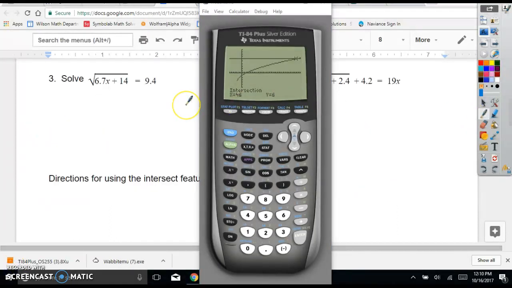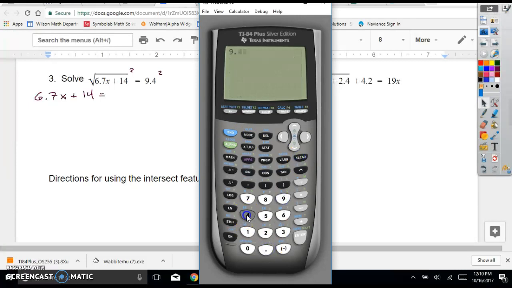Okay, here come 3 and 4. I'm going to solve 3 algebraically, then I'll jump over onto the calculator to show you the intersection. To do this, we would square both sides. This will give me 6.7x plus 14. I need to know what 9.4 squared is. That's why I have this guy, 9.4 squared.